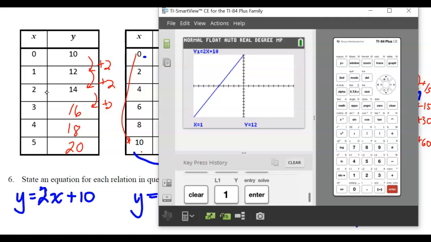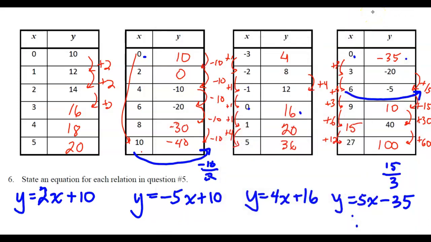You don't have to do that. But next semester, if you're taking 10C, you will be doing lots more work with graphs of linear functions, and you'll be learning your calculator stuff. Okay.